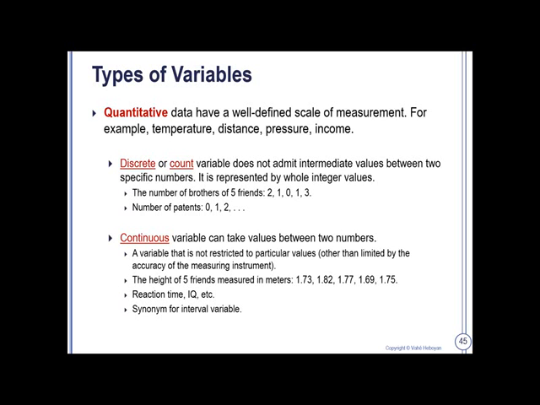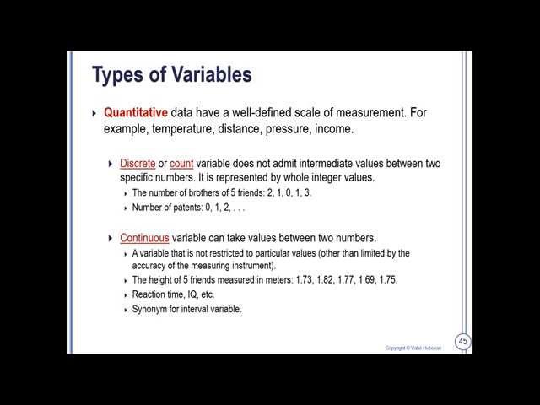The next one is called a continuous variable. A continuous variable can take on values between any two numbers. There is no restriction of what kind of value it can take. For example, in the case of the count, it had to be an integer, a whole number. In the case of the continuous variables, we don't have such a restriction.